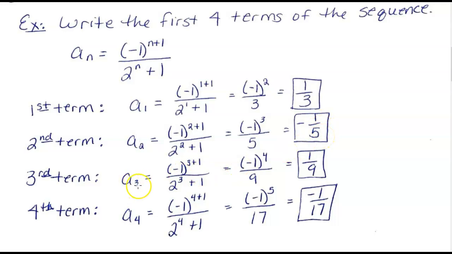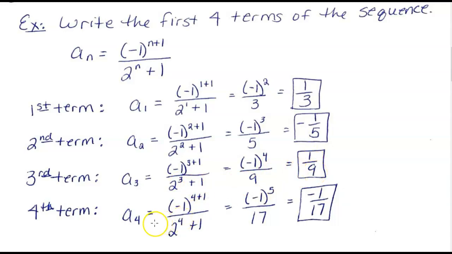Term number 3 means let n equal 3. Negative 1 to the 3 plus 1 divided by 2 to the third plus 1 becomes negative 1 to the fourth power. 2 to the third is 8 plus 1, 9. Negative 1 to the fourth is a positive 1, so 1 over 9.